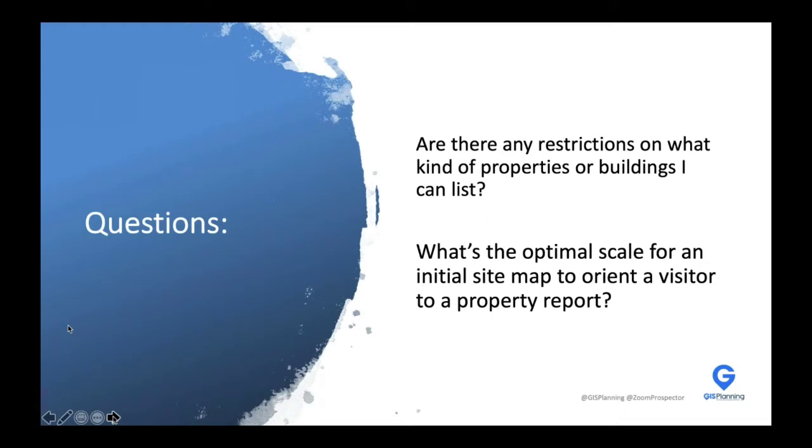Are there any restrictions on what kinds of properties or buildings I can list? That's an interesting question, something someone submitted earlier today: what's the optimal scale for an initial sitemap to orient a visitor to a property report? So I guess we could show what we've defaulted to after doing this for 23 years. But maybe first, do you want to talk about whether there are any restrictions on what you can list?